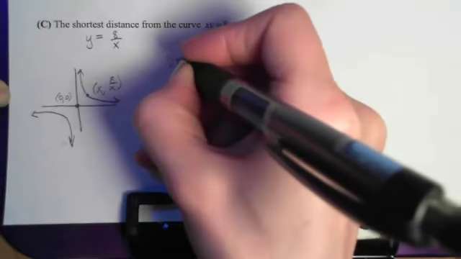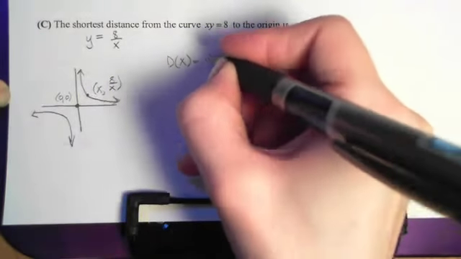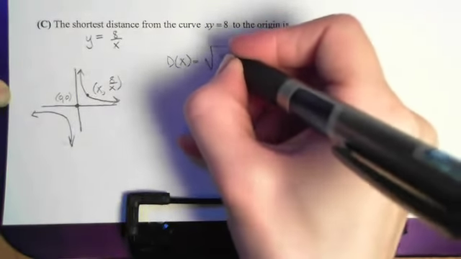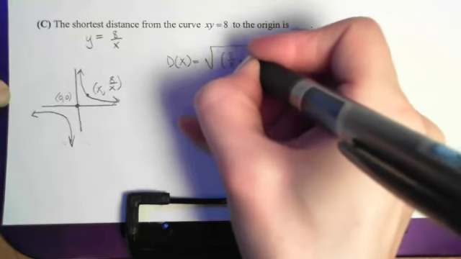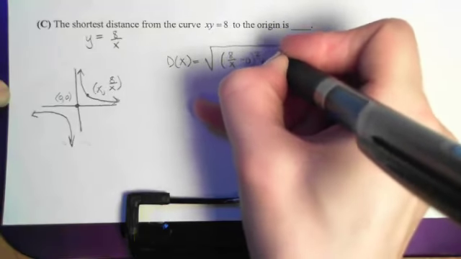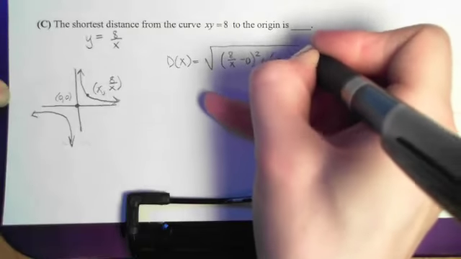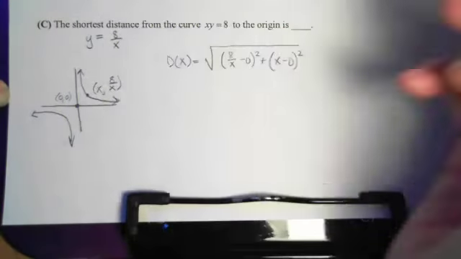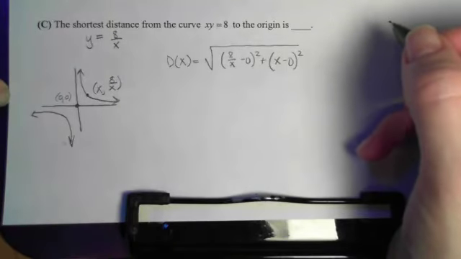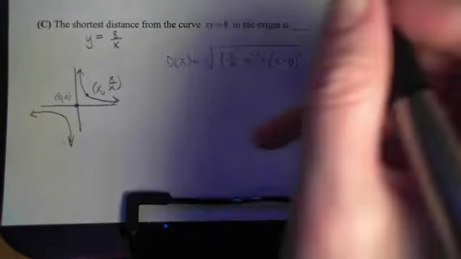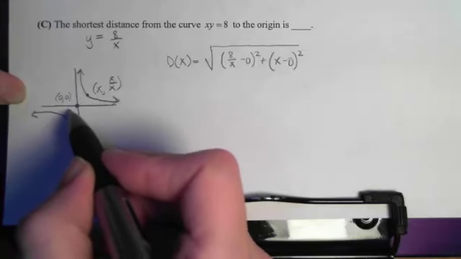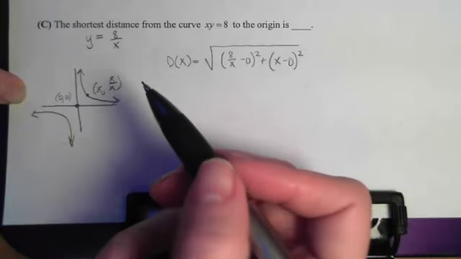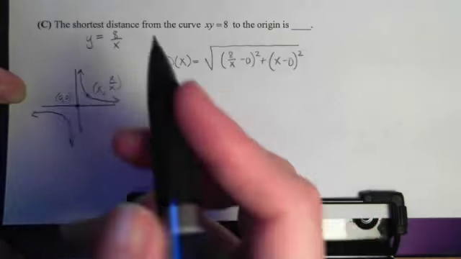So the distance between those two points will be the square root of (y minus y) squared plus (x minus x) squared. My domain, it looks like x can be anything, positive or negative, but we'll just look on the positive side, because any distance we get here is going to be the same as the distance on the other side, and we're just trying to find that shortest distance.